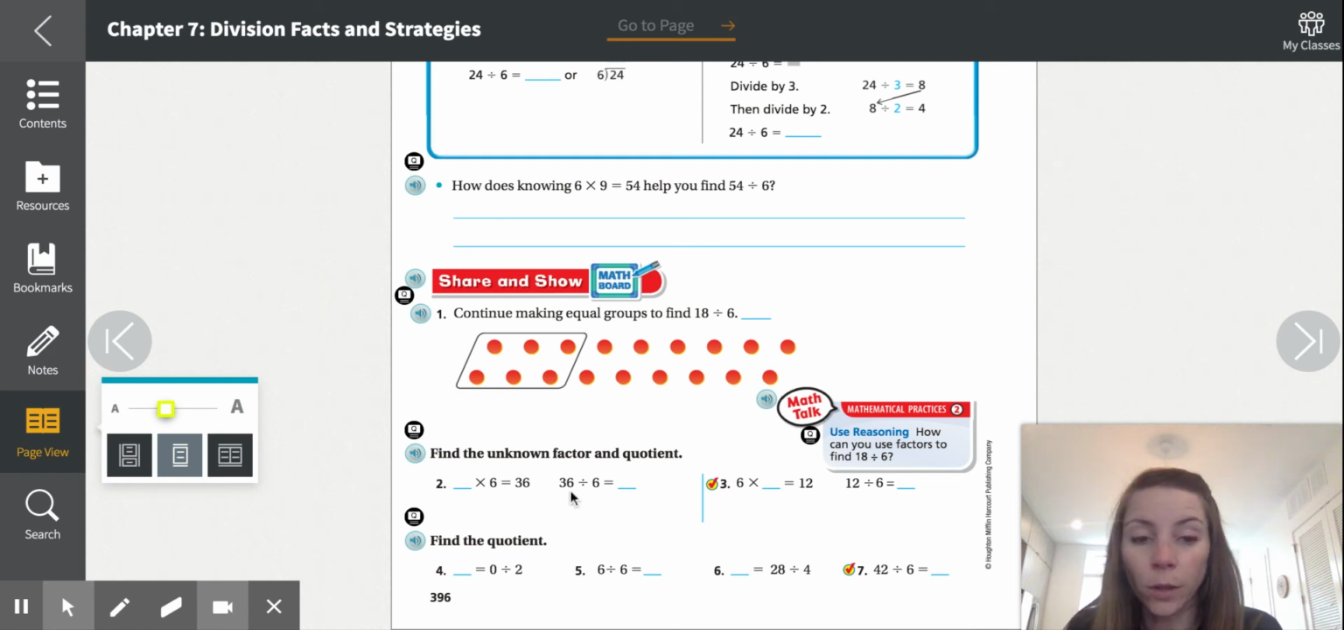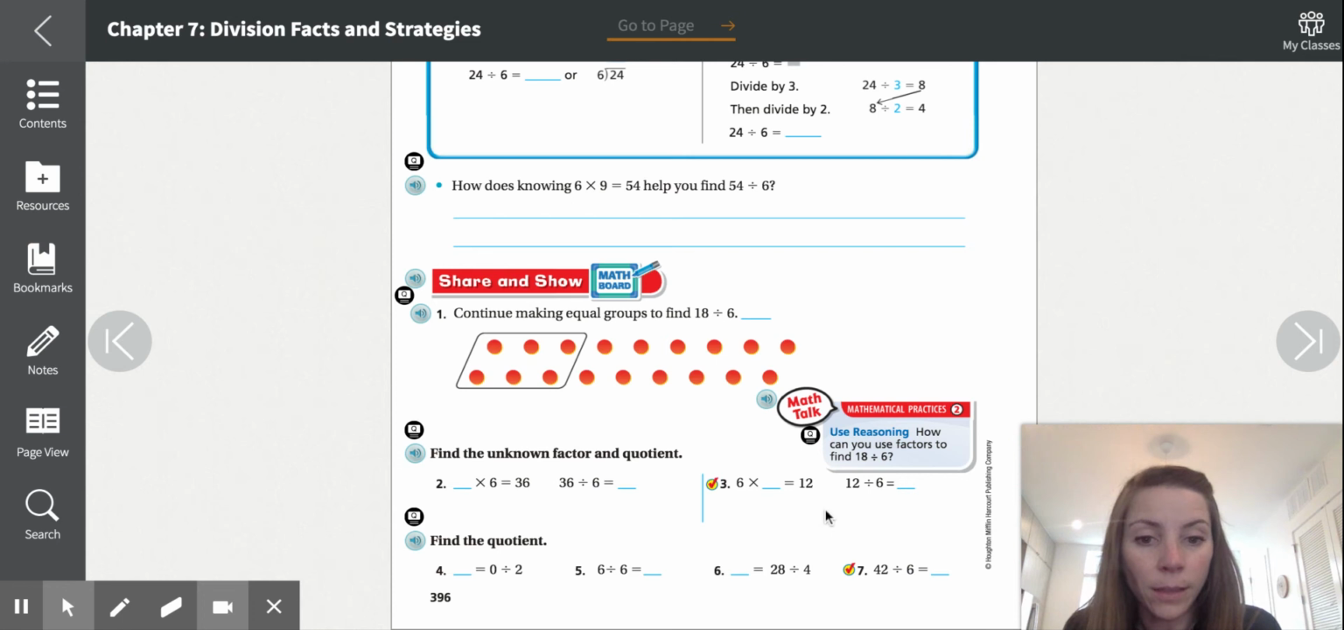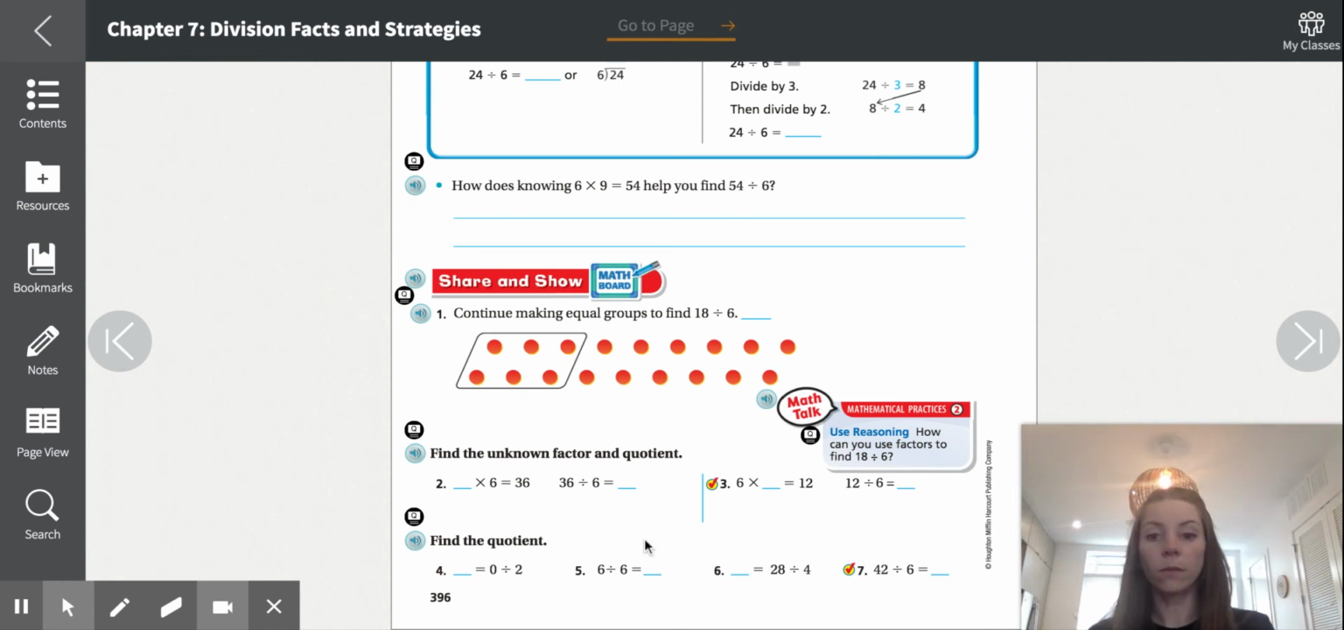So instead of doing 36 divided by 6, can you flip it around and figure out what do you multiply by 6 to get 36? Same thing with this one. Instead of doing 12 divided by 6, can you flip it around and do a multiplication problem? What do you multiply by 6 to get 12? And then the last row just says find the quotient. So whichever way is best for you.